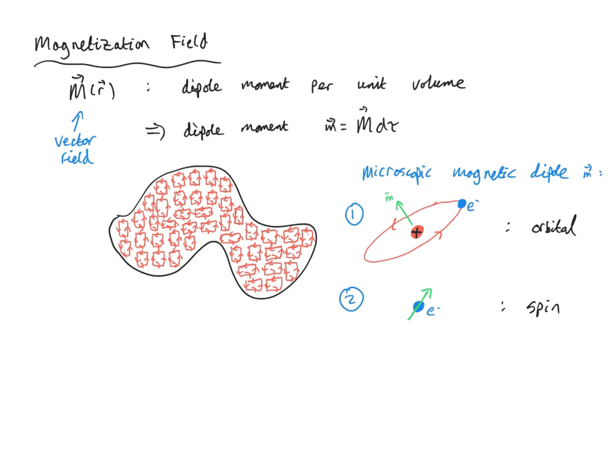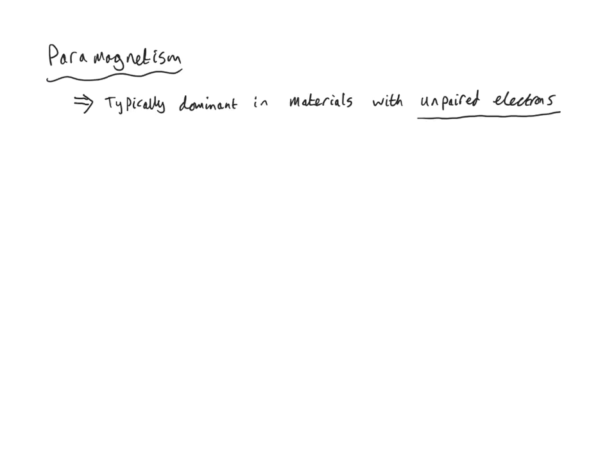But how is this magnetization field induced by an applied external magnetic field in paramagnets and diamagnets? So first, let's have a look at the case of paramagnetism. Paramagnetism is typically the dominant mechanism in materials with unpaired electrons, where the intrinsic dipole moment of the electron can become aligned in the field. To explain this effect, let's for now model the intrinsic magnetic dipole moment of the electron as a tiny current loop, and we'll see what happens to this in an external field.